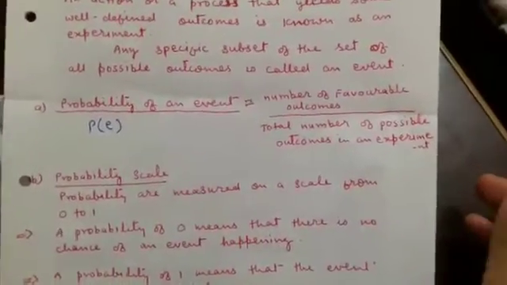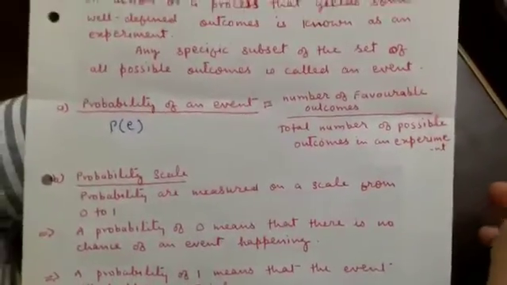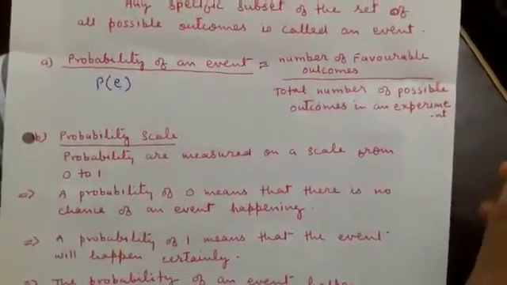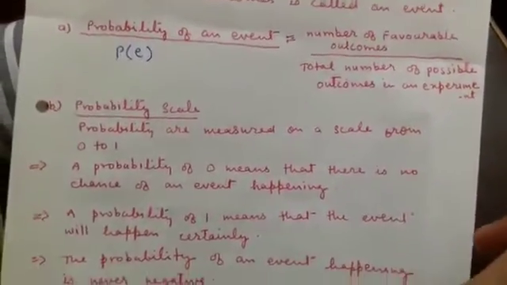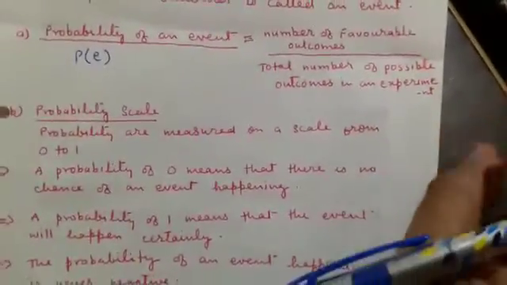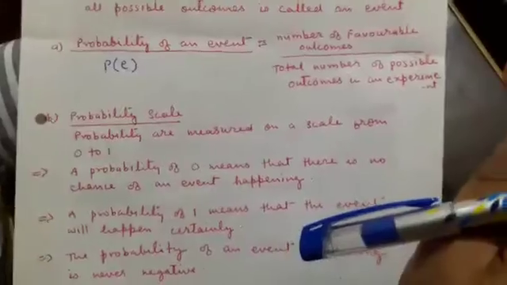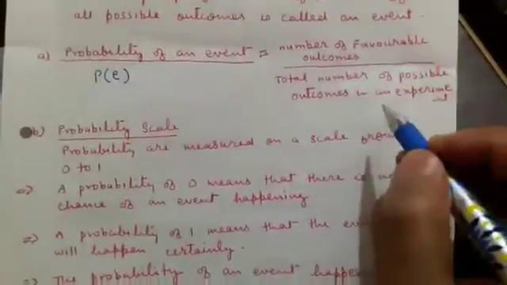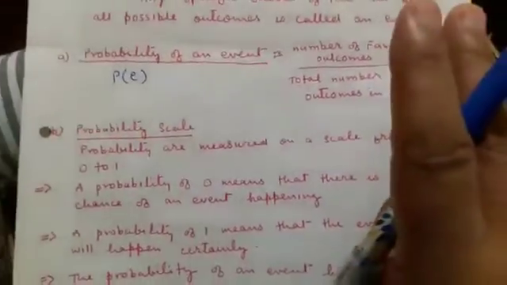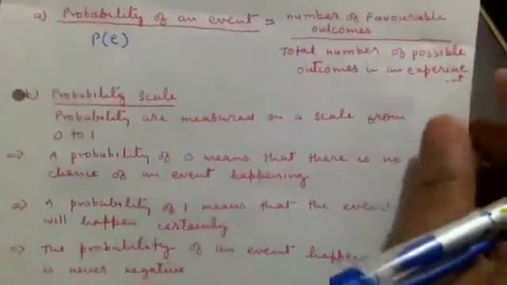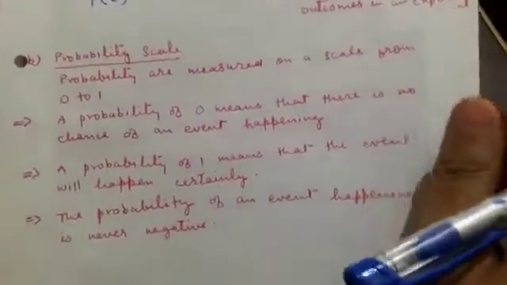See, suppose we are tossing a coin and we have to find out what is the probability of getting tail. So how many tails are in a coin? There is one tail. And total faces, how many total faces in the coin? There are two faces, head and tail. So the total number of possible outcomes will be 2 and favorable outcomes, which we have to find out, that is 1. So the probability of getting tail is 1 by 2.